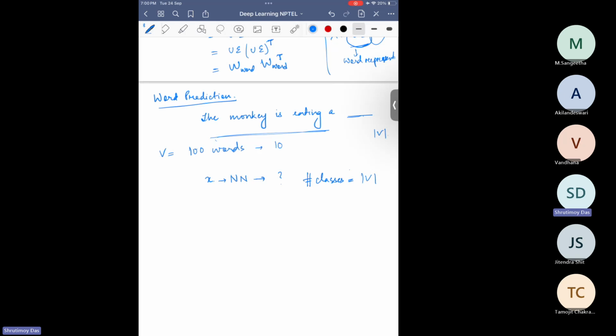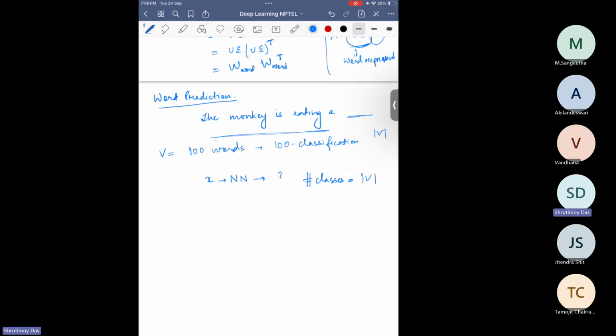So that means I have a 100 class classification problem. But for the example that I showed, it is a 3 class classification problem. In general, it is the number or size of the vocabulary that you have. Okay.